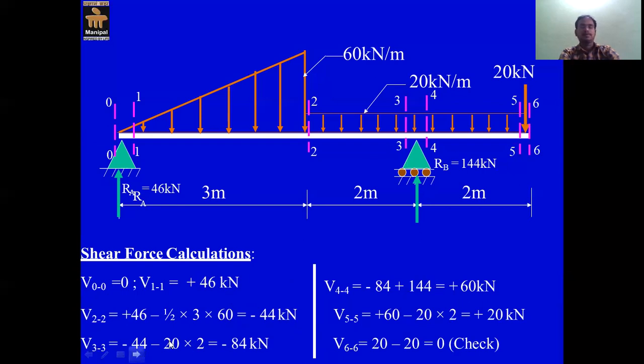Next, V3-3 is minus 44, and at section 3, 3 again it is this half, so 20 into 2 has to be done. Next, at section 4, 4, this is minus 84 plus 144. So it is 60 kilonewtons. Again the sign got changed here, the shear force got changed. Next, V5-5 is 60 minus 20 into 2, it is plus 20 kilonewtons. Next, V6-6 is 0. It is a final check.